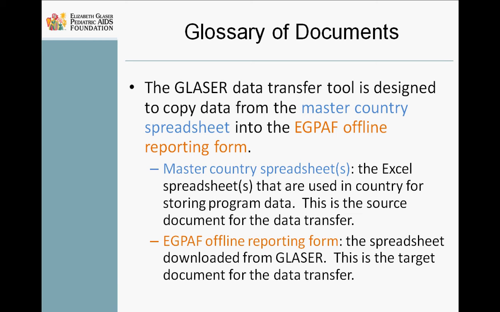The EGPAF offline reporting form is the spreadsheet downloaded from GLASER each quarter. This is the target document for the data transfer, meaning it's the document that the data will be copied into.